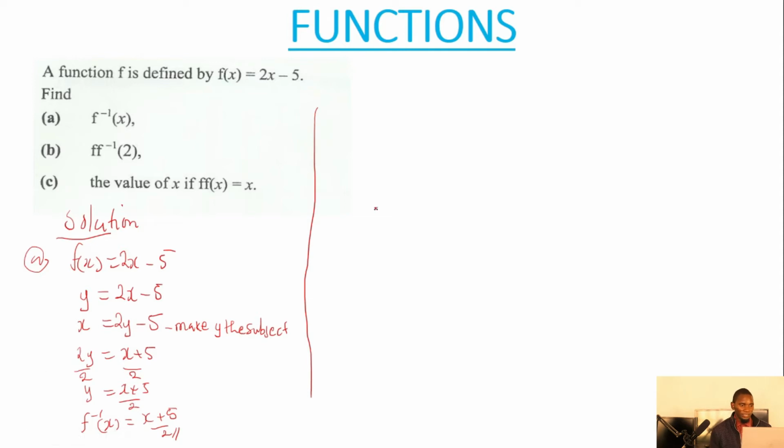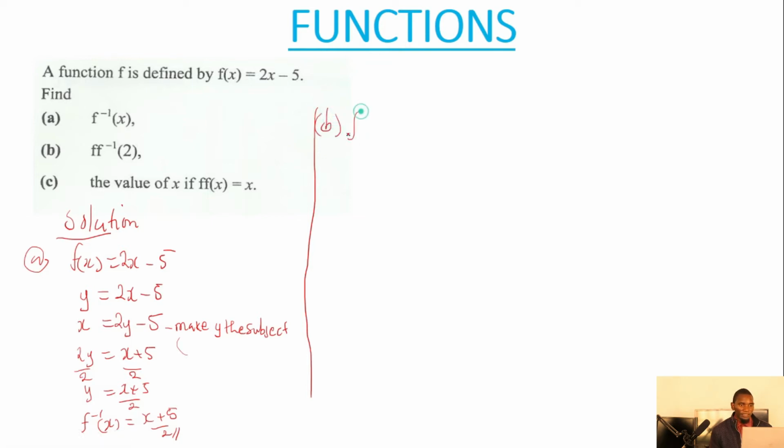So just follow the steps that you've been given, which is replace with y, swap them, then make y the subject of the formula. Once you make y the subject of the formula, it means that that will be the inverse of x. So now we're looking at the second question, which is B.